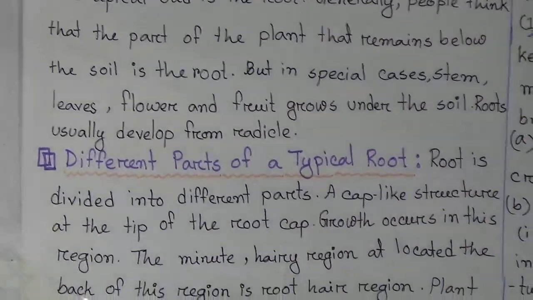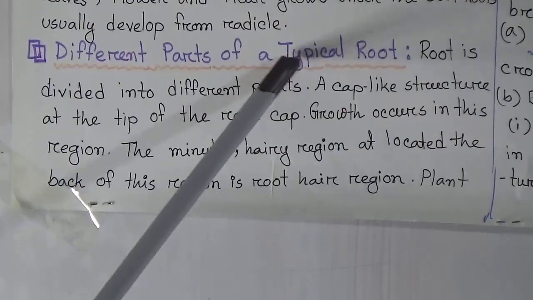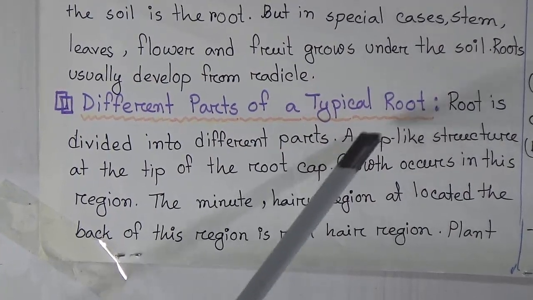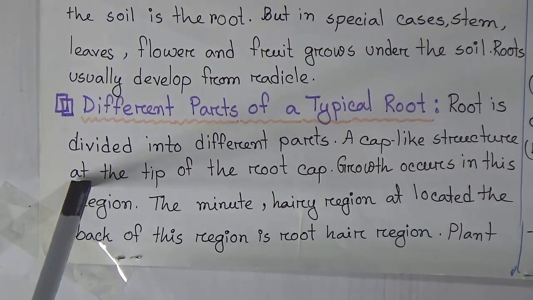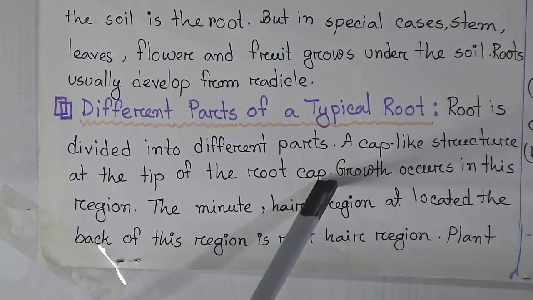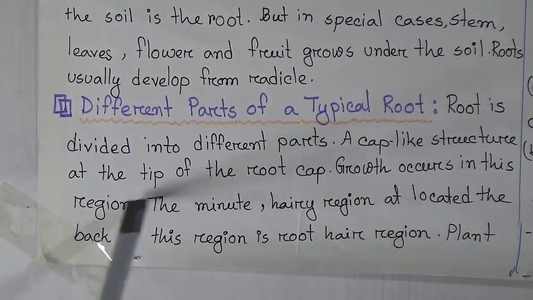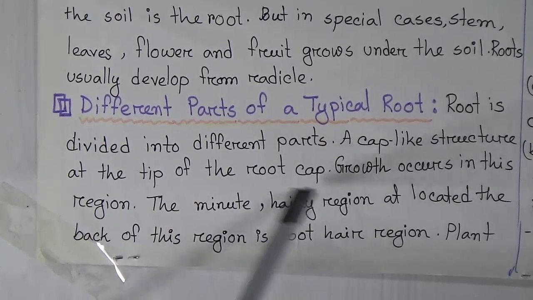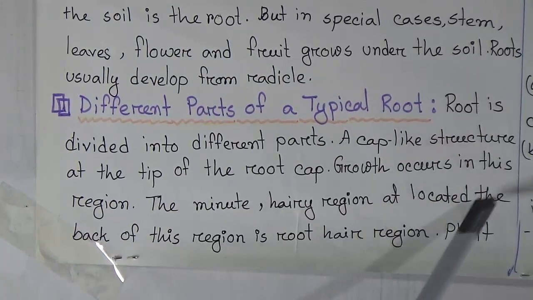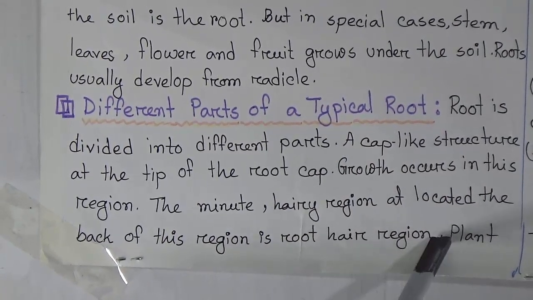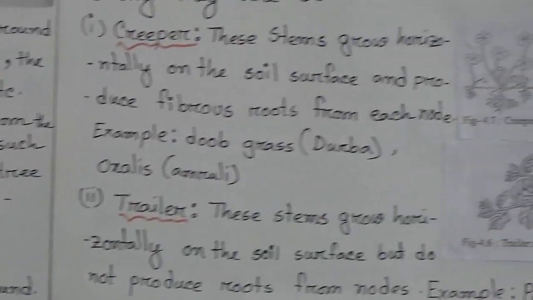Now go to our next point, different parts of a typical root. Root is divided into different parts. A cap-like structure at the tip of the root is called root cap. Growth occurs in this region. The minute hairy region located at the back of this region is the root hair region. Plant absorbs water with the help of root hair.